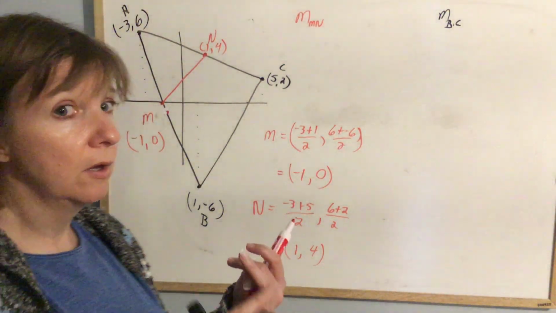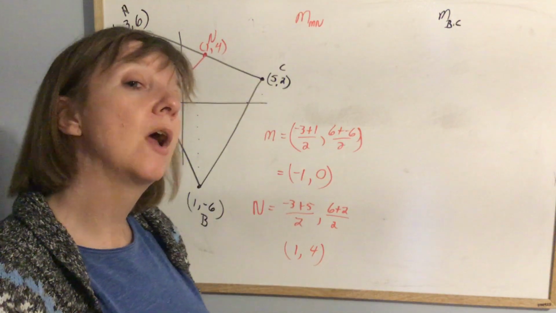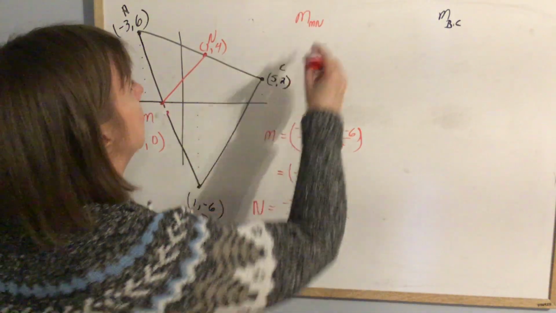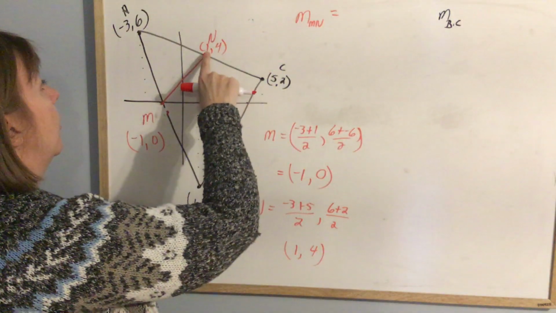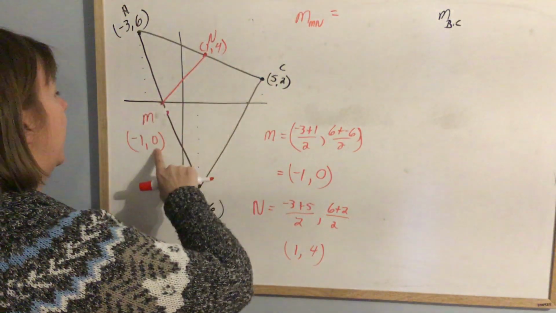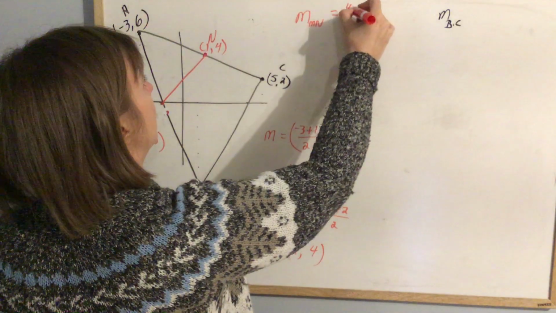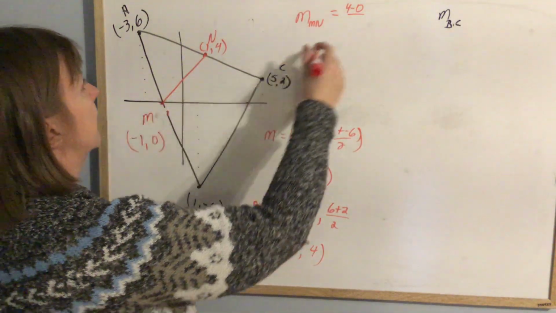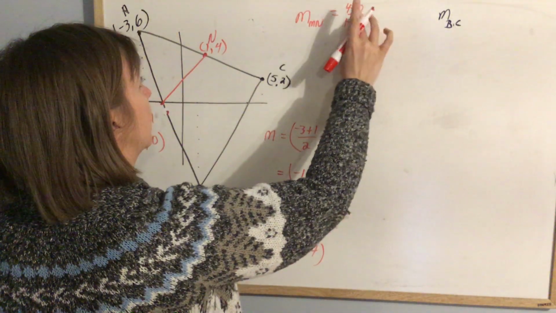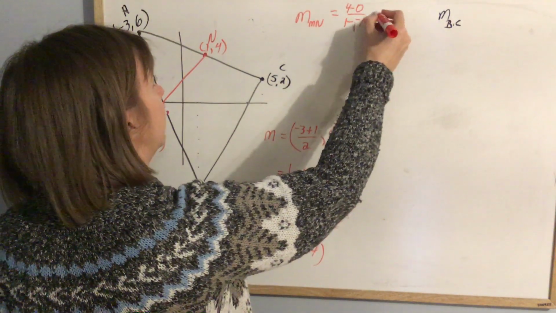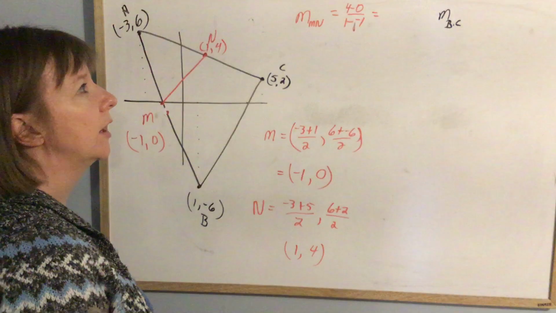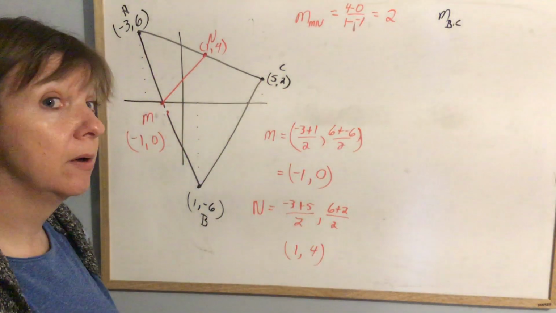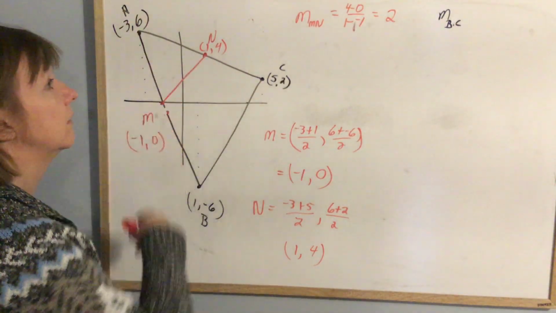So slope is y2 minus y1 over x2 minus x1. For MN, that's red. For MN, y2 minus y1, so 4 minus 0, and 1 minus negative 1 for my x's. So that's 4 divided by 2, which is 2. So my slope for this line is 2.